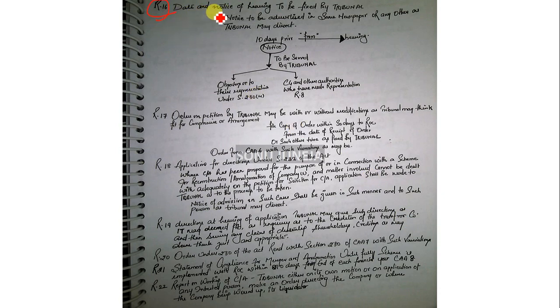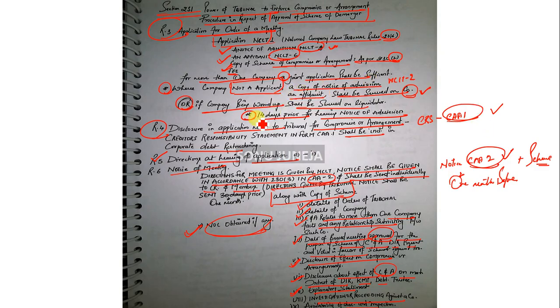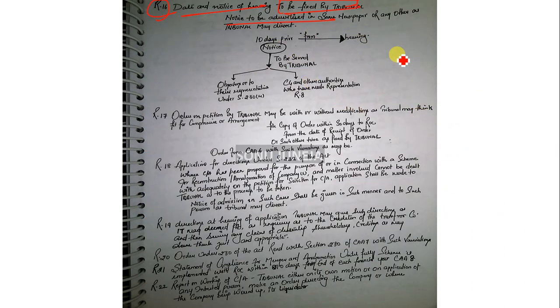Rule 16, date and notice of hearing to be fixed by the tribunal. So from the date of hearing, if I talk about over here, yep, notice of admission it was, and there is also a date of notice of hearing. So that was for admission and this is for hearing. So notice to be advertised in the same newspaper जहाँ पे last time आपने a notice circulate करा था, or as the tribunal may specify, 10 days prior to the hearing. Notice to be served by the tribunal. Objection their representatives.